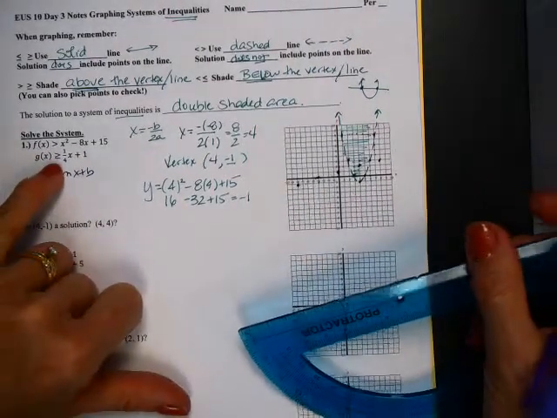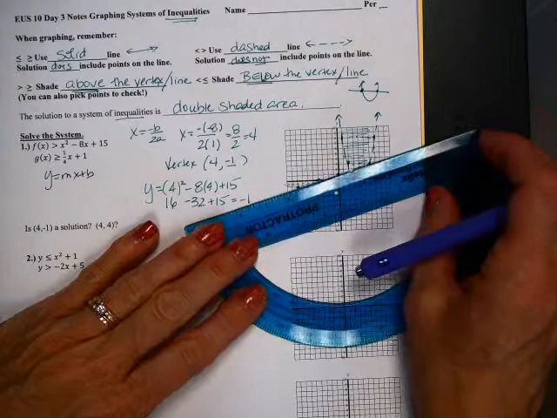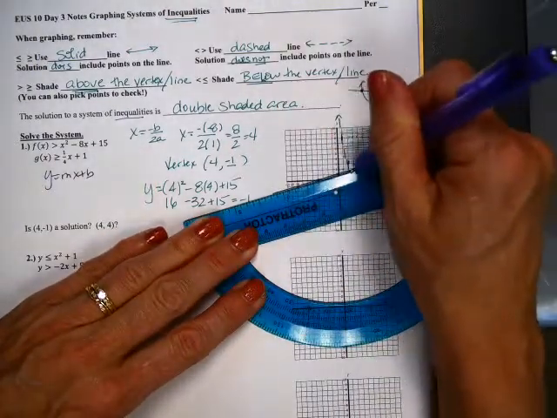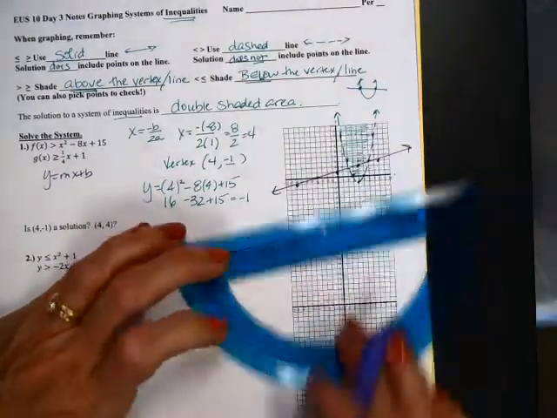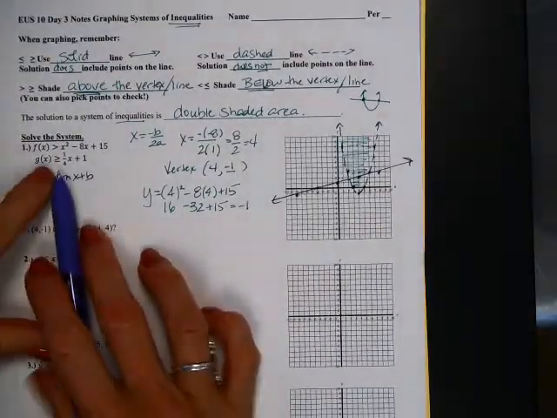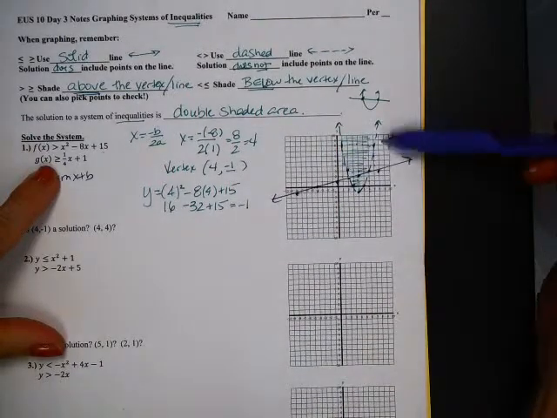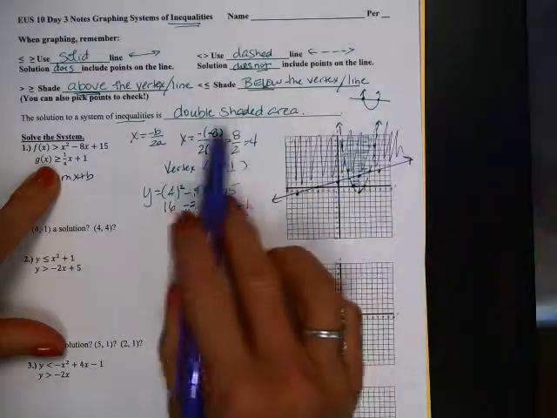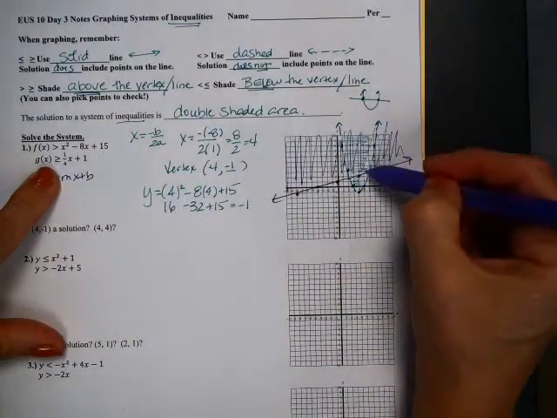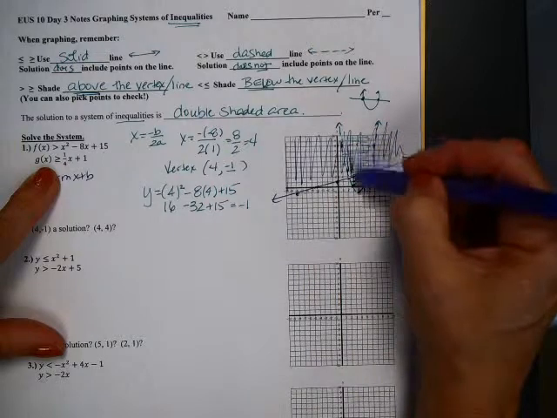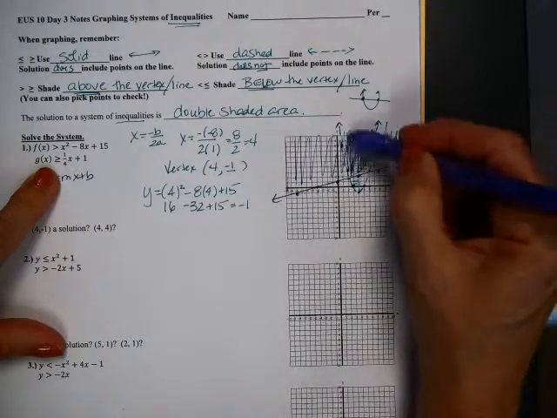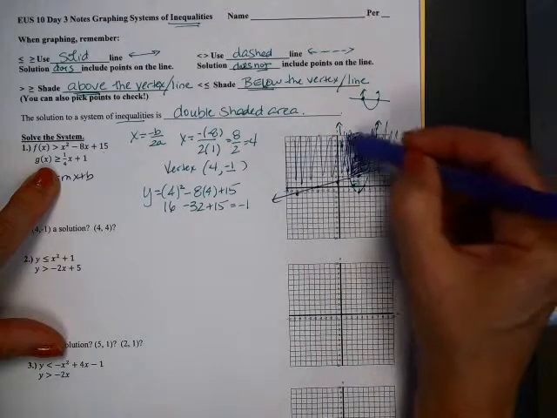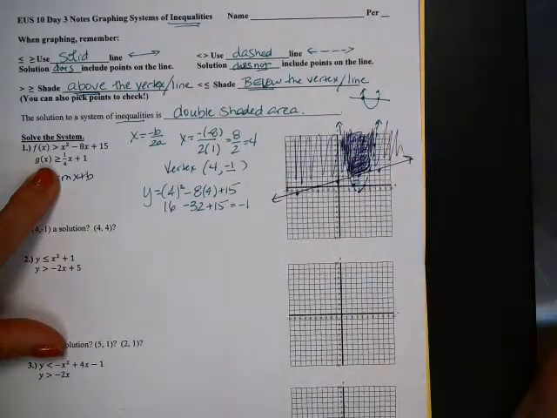Now this one, if I look over, it's got the equal sign, so I'm going to do a solid line because it will include the points on this line. And now it's greater than, so I'm going to shade above my line. If it was less than, it would be down here, but this is greater than, so this is the area. So where is my double shaded area? It's this section, not down here, but just this section right here. So go back through and make that a little darker so we can see that this is my shaded area. This is the answer where they have that in common.